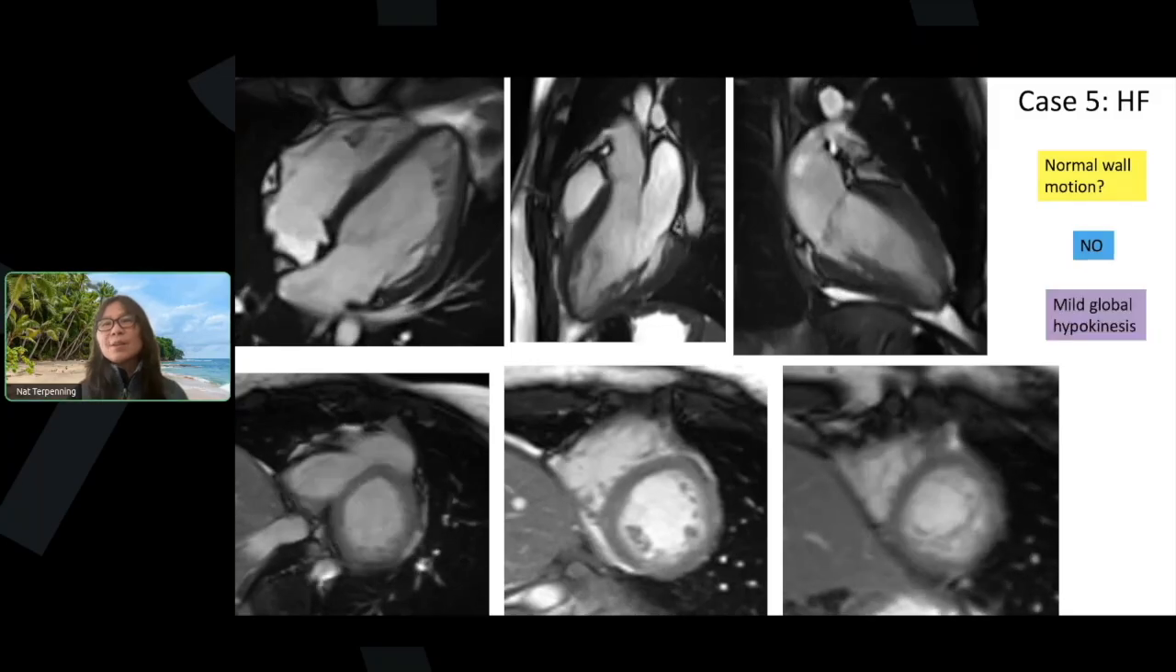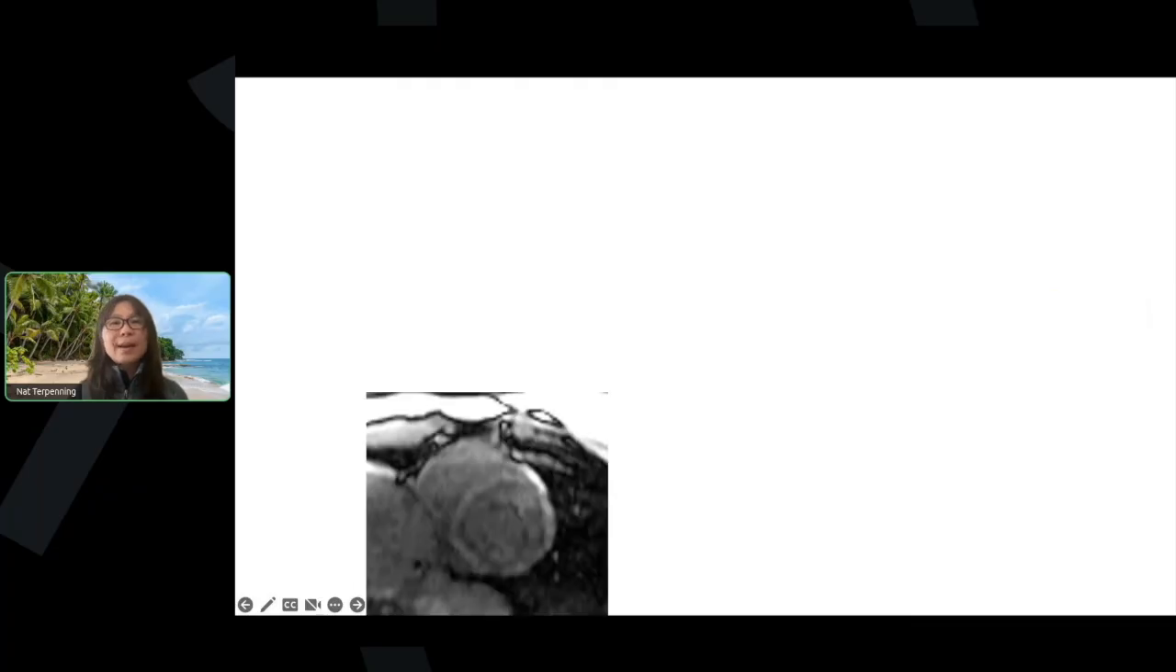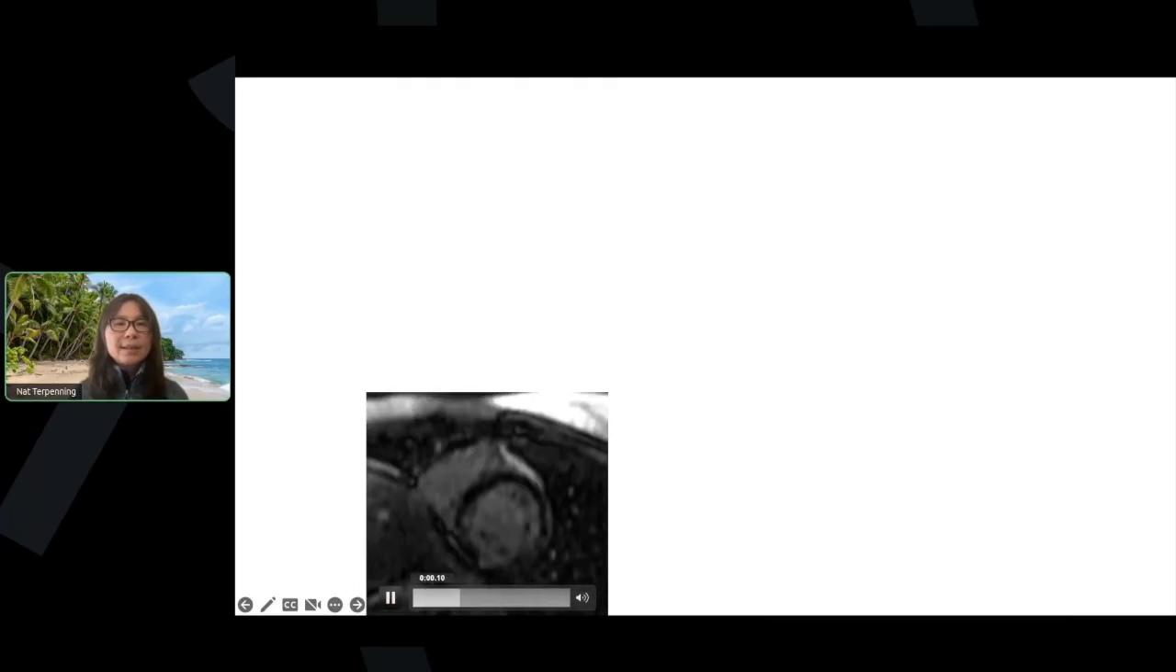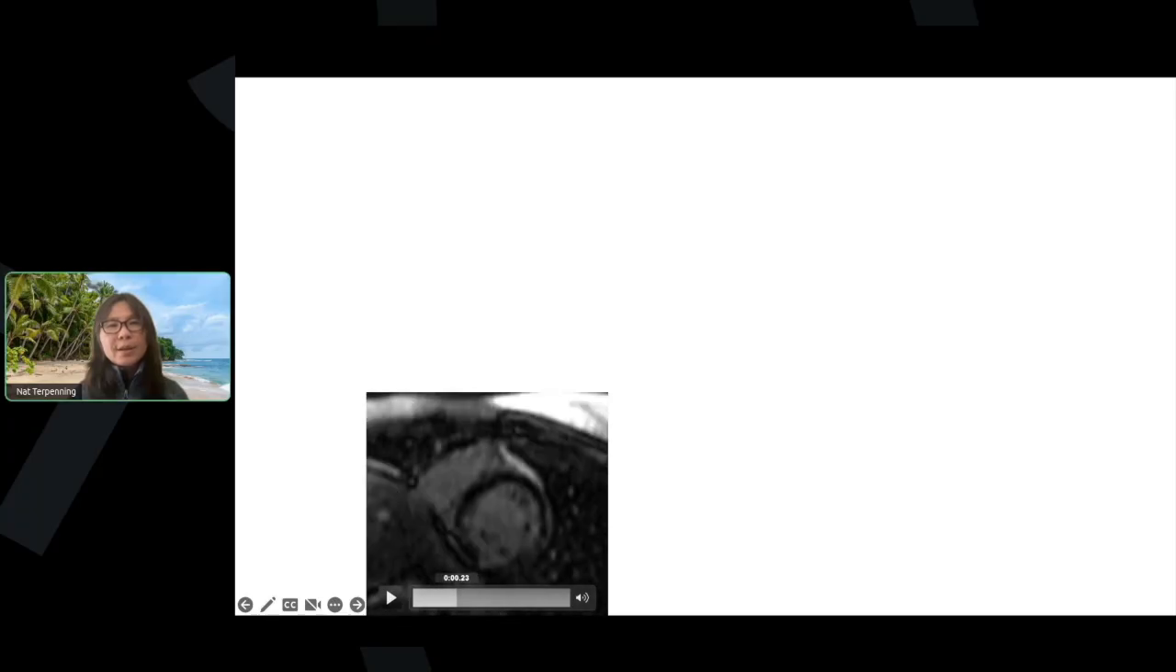a little bit hypokinetic. I don't remember how high, how low. Okay, this is my TI scout. Let's see, do we see difficulty nulling or not? See, myocardium is bright, blood pool is dark. Now switch. Myocardium is dark, now the blood pool is bright. That is the way it should be. Not like the amyloid case.